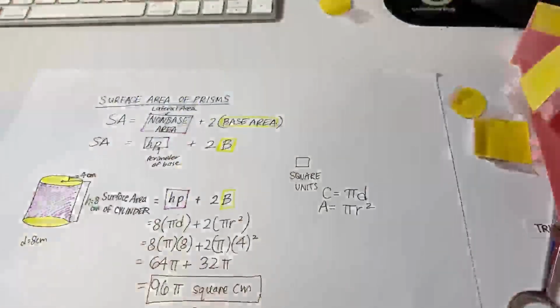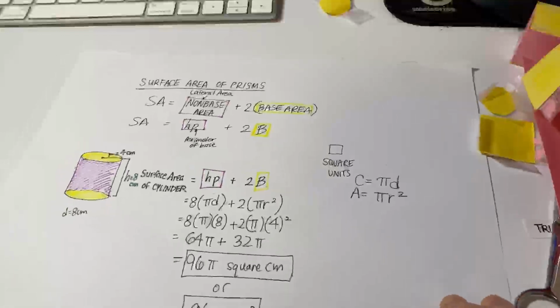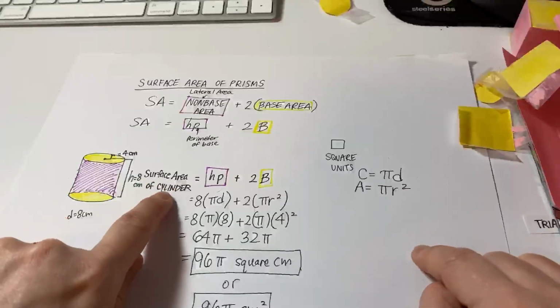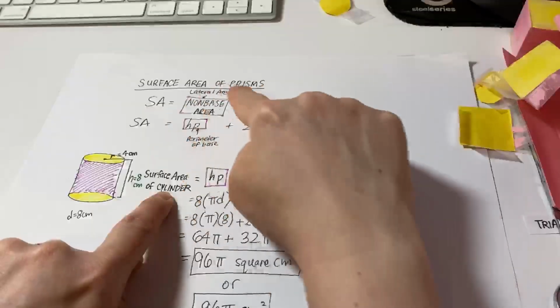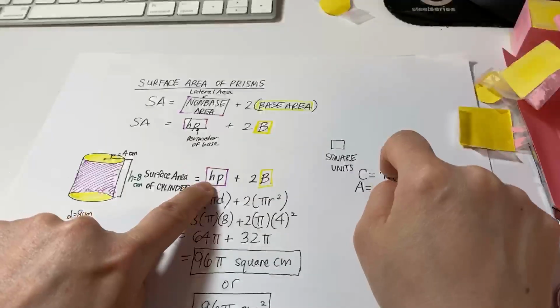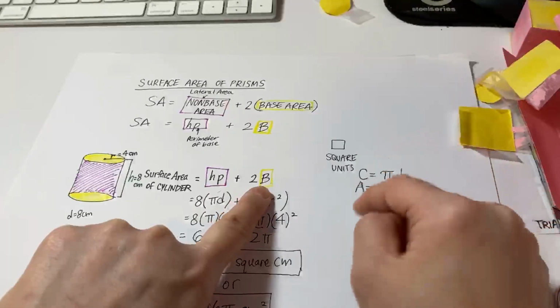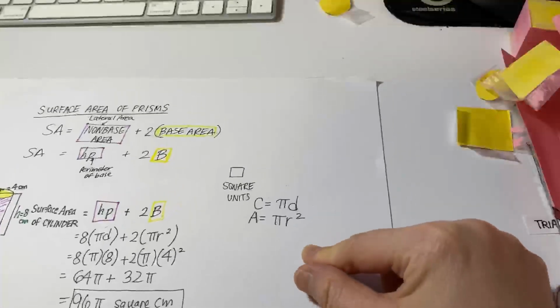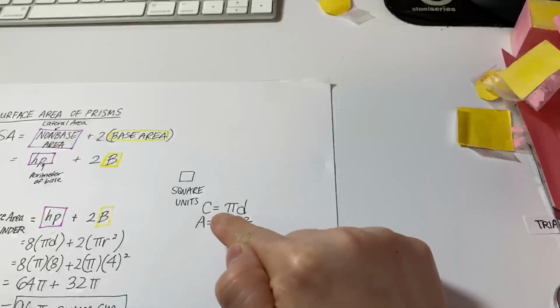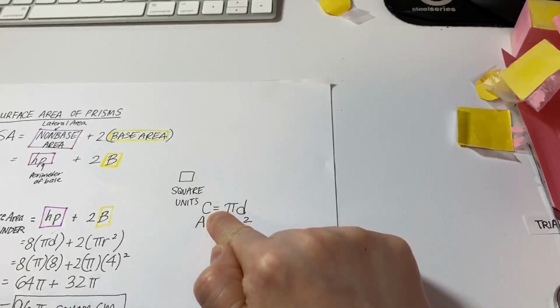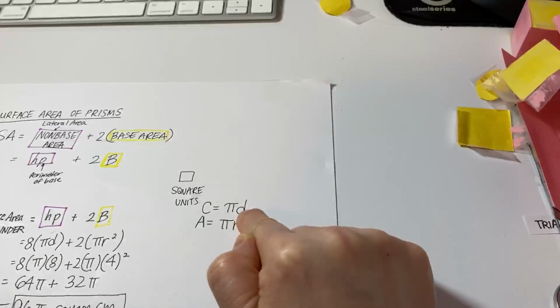Okay, so now let's continue. Let's say we needed to find the surface area of a cylinder. Just like we saw above, it's non-base area, which is HP, plus 2 times the base area. First of all, what is the formula for finding the perimeter of a circle? The formula for finding the perimeter of the circle is pi d.